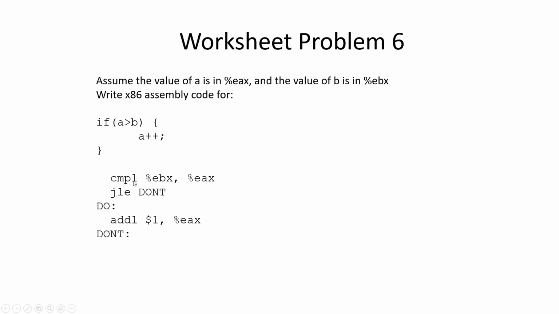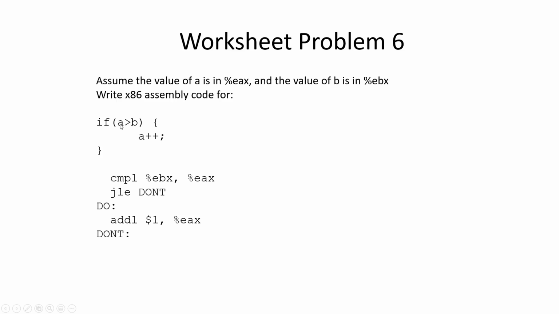So I'm going to do a comparison here. Compare, L stands for the long. Tell me the data type. I'm comparing contents of register B to register A, or EBX. And this is going to be reversed again from what I would see up here. And this is going to do the subtraction. It's going to take EAX, subtract B from it, and then set all of those flags.